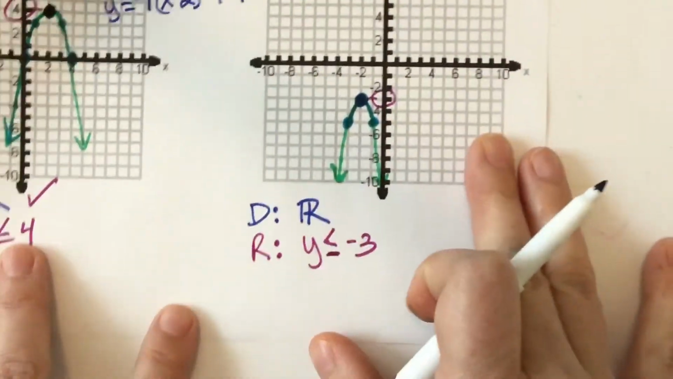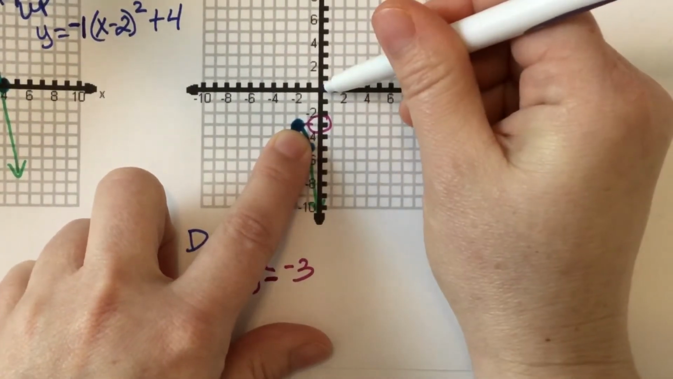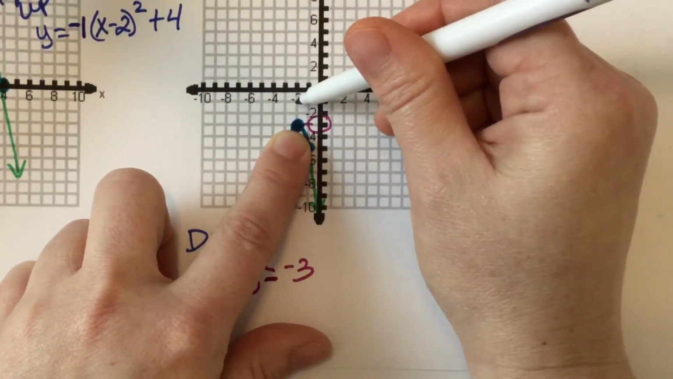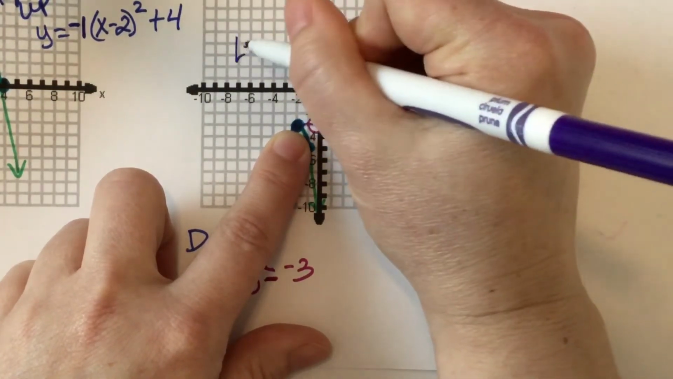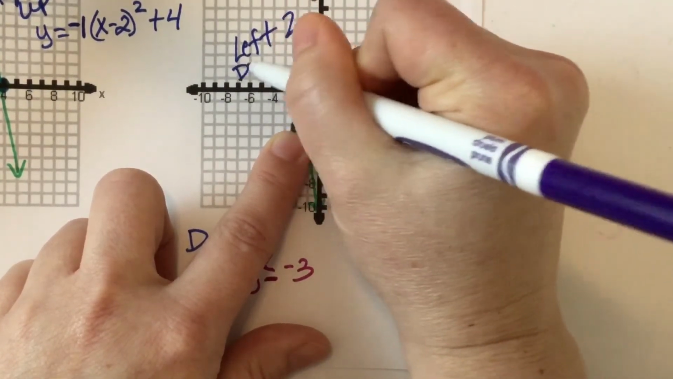Okay, let's look at this one. So first let's figure out, how did the vertex get here? So from 0, 0, it went left 2 and down 1, 2, 3. So it went left 2 and down 3.